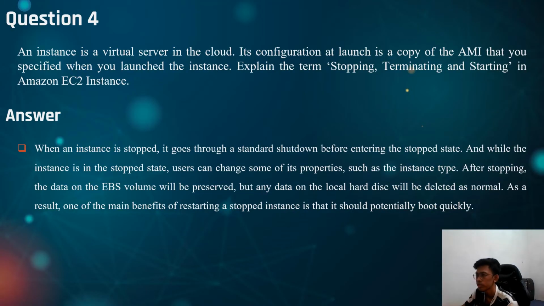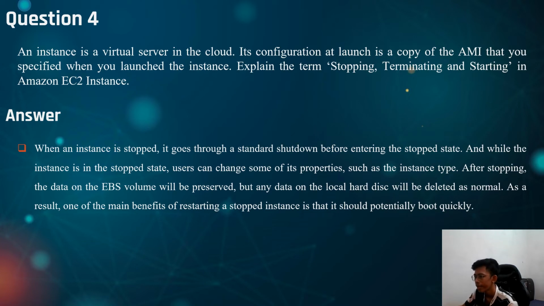For question 4, an instance is a virtual server in the cloud. Its configuration at launch is a copy of the AMI that you specify when you launch the instance. Explain the terms stopping, terminating, and starting in an Amazon EC2 instance.